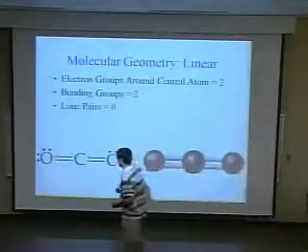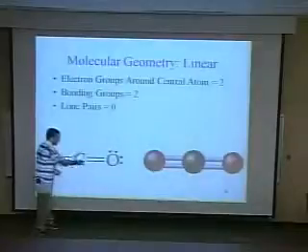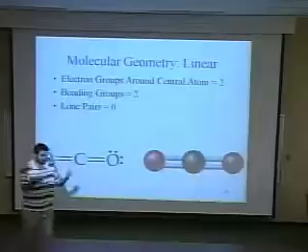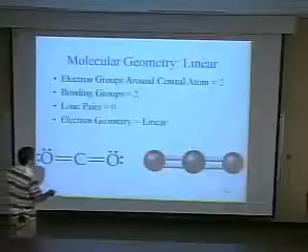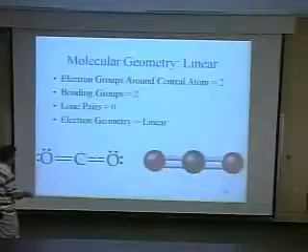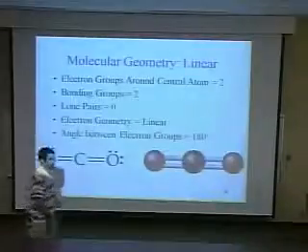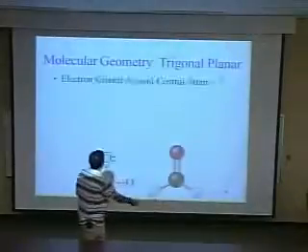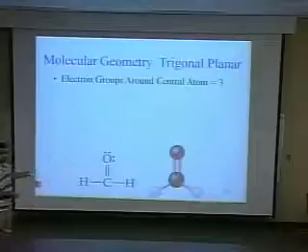Anytime you start having unshared pairs, lone pairs, anywhere around the central atom, it's going to affect your shape. Okay? It's going to change. It's going to exert repulsion and affect the bond angles here. So the electron geometry is linear. The molecular geometry, when you actually look at it, the angle is 180. When you actually look at it, it also will be called linear. Okay?